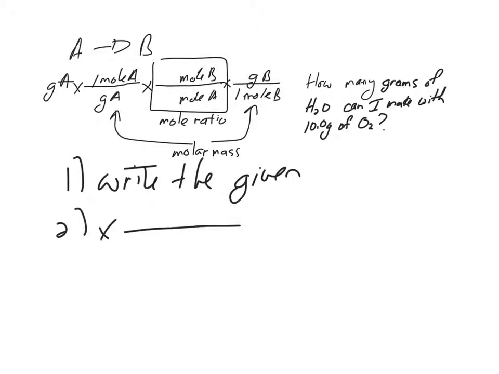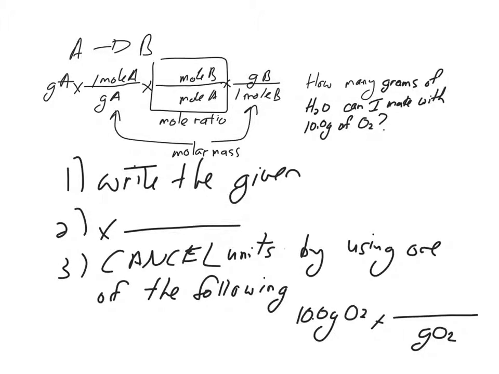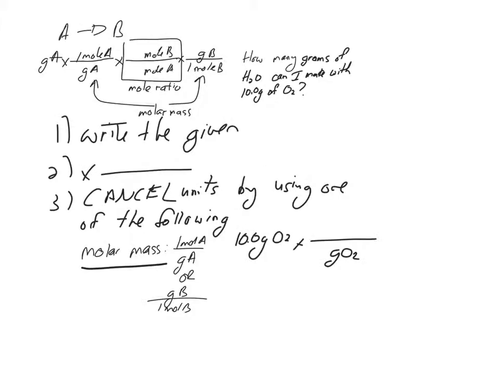Step 2, we write times line, which is pretty self-explanatory. Step 3, when I say cancel units, you can see in the example I provided that you are literally dividing grams of O2 by grams of O2, which essentially cancels it. And then we need to put something up here in order to move forward with the problem. Now I will give you 2 choices when it comes to molar mass and 1 choice when it comes to mole ratio. See if you can guess which one goes in that blank space.